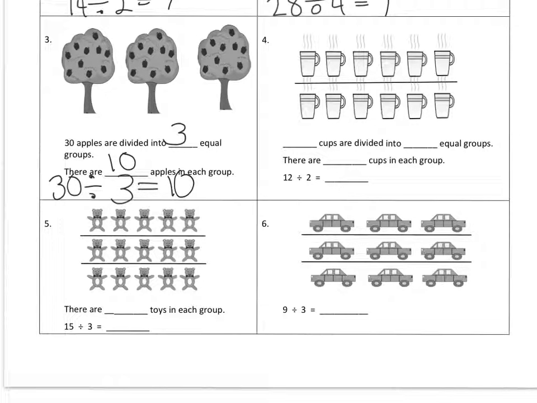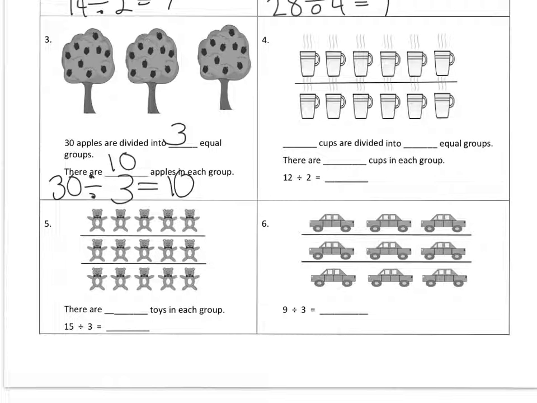Alright, let's move on down to number 5. We're going to skip number 4 for right now. We're going to go on down to number 5. Number 5 says there are blank toys in each group. 15 divided by 3 equals blank. So here the group is your row. We have an array and the group is your row because they've set up these lines, which tells us, oh, that's a row they're asking for.